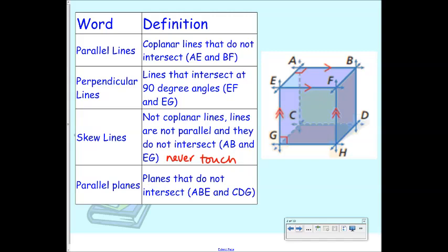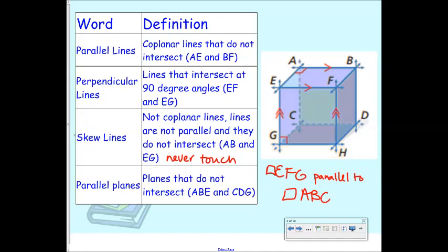So just pick one and name it. Let's pick the front. The front plane is made up of what four letters? E, F, G, H. So just pick three of them. Give me three letters. E, F, G. So EFG is parallel to ABC, or ABD, because the back of the box is ABDC. So ABC. Those are parallel planes.